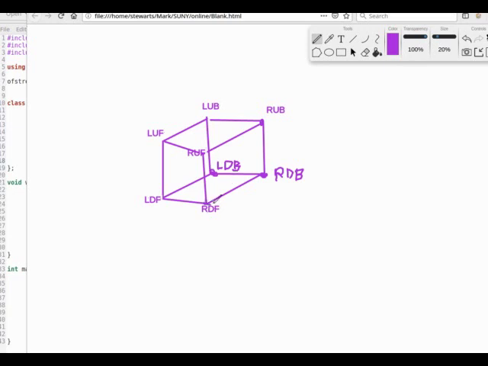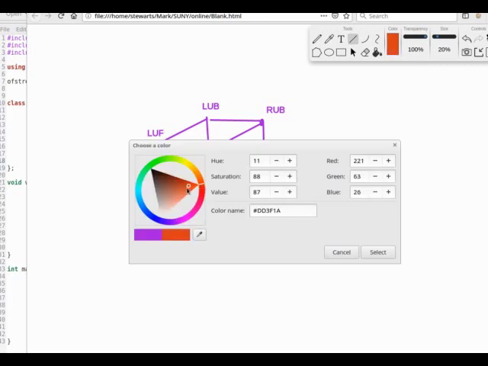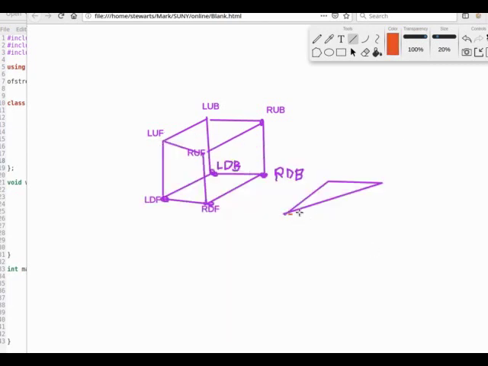Let's see if we can get started here. So let's make this bottom face first. To make the bottom face, I'm going to need to make a triangle that kind of does that, and then make another triangle that does this. So if I make both of those triangles in my STL file, then I'll have the bottom face of that square.